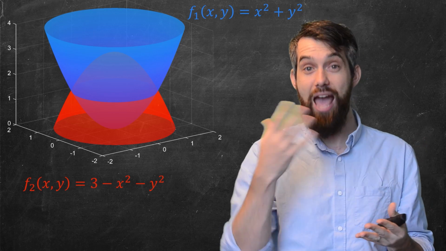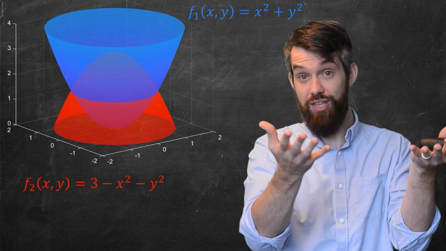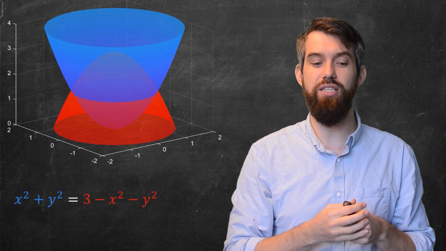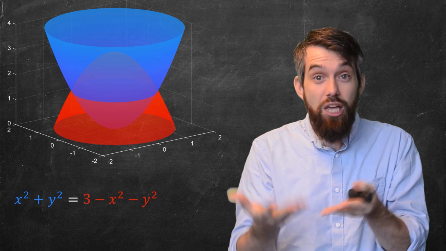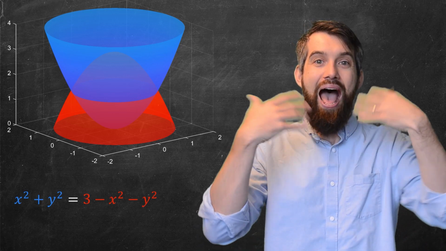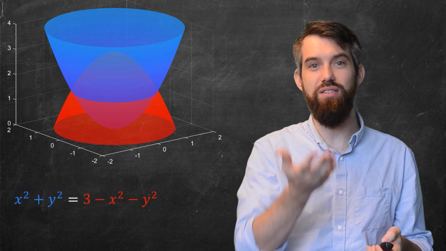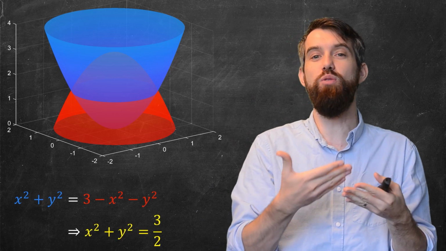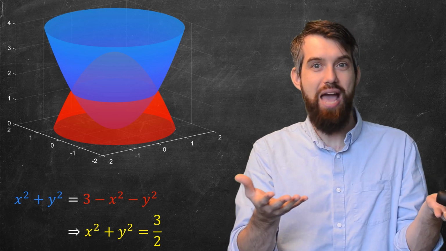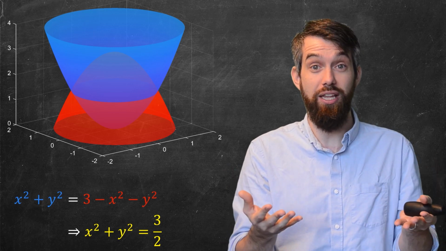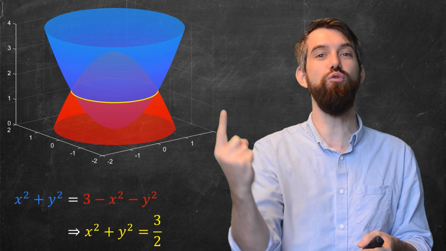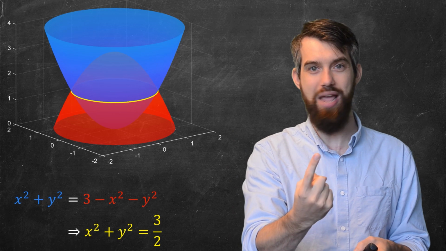Indeed, if I take the f1 and the f2, these are the z values, and I set them equal to each other, then what I'm going to get is this equation that x squared plus y squared is equal to 3 minus x squared minus y squared. If I then add x squared plus y squared to both sides, divide out by the 2, what I get is that x squared plus y squared is 3 halves. But x squared plus y squared equals 3 halves is just the equation of a circle. Indeed, on this picture, we have this circle of intersection, a circle of radius the square root of 3 halves.